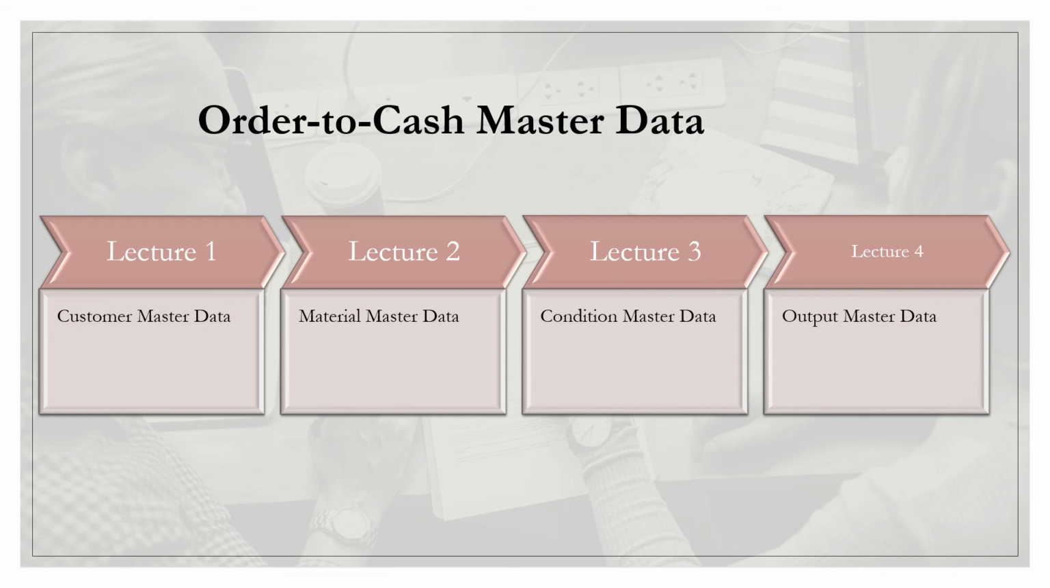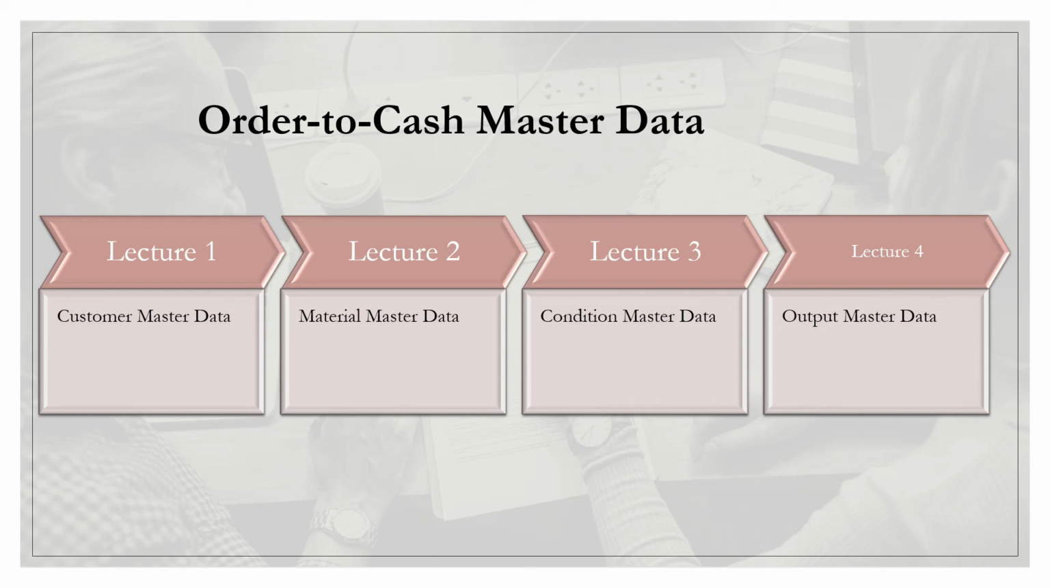So this was the first lecture, the first session for order to cash master data. We just went over customer master data. Briefly, customer master data is nothing but long-term information about the customers. Customers can be involved in creating that customer master data as well, just like when you first sign up for an account with the Amazon website, when you first log in, or when you first place an order.